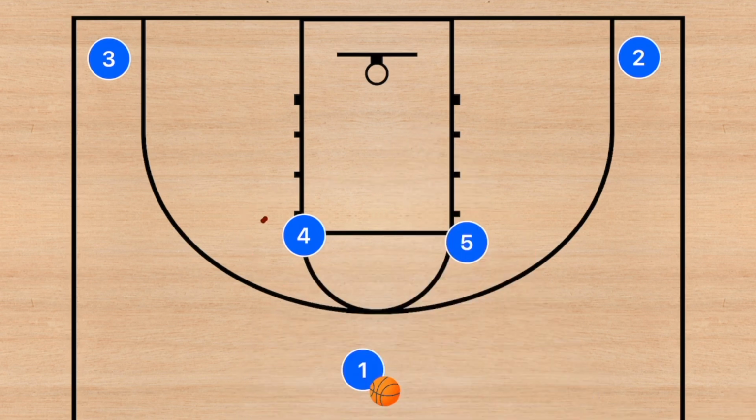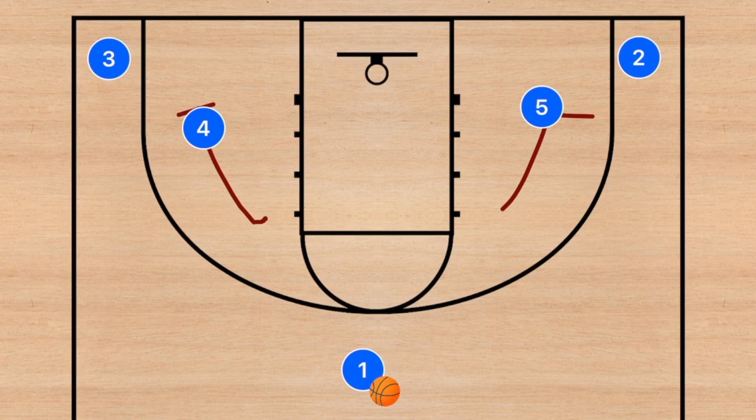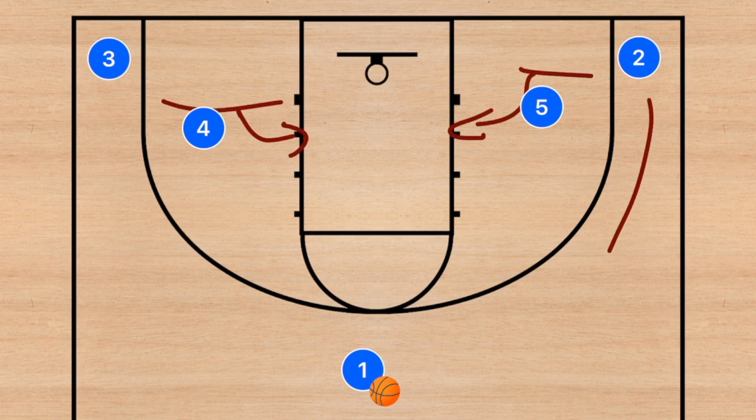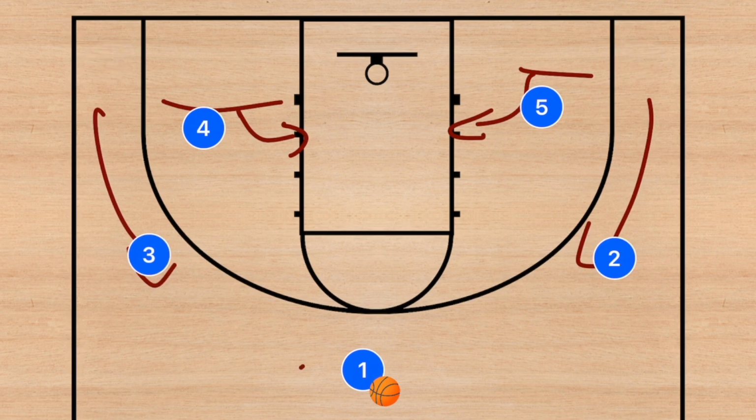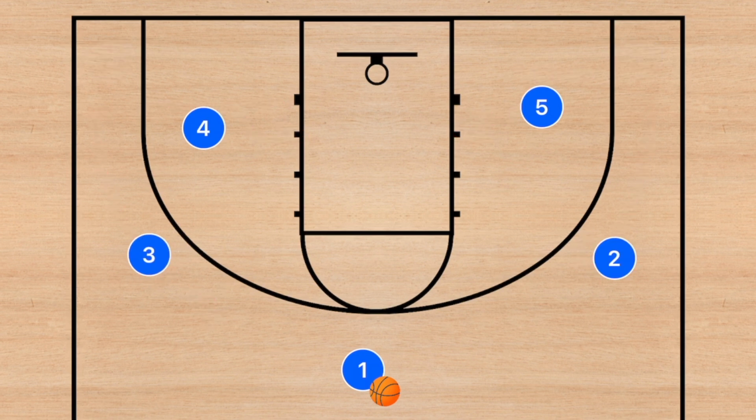The first Horns play I'm going to show you is player 4 will set the pin down screen, same as player 5, on these corner players. Once these screens are set, they will be rolling towards the basket. However, player 2 and player 3 are going to be lifting. When they lift, if they're open for the shot, they can take it, but we haven't done a dribble handoff yet. That's when this comes in handy.